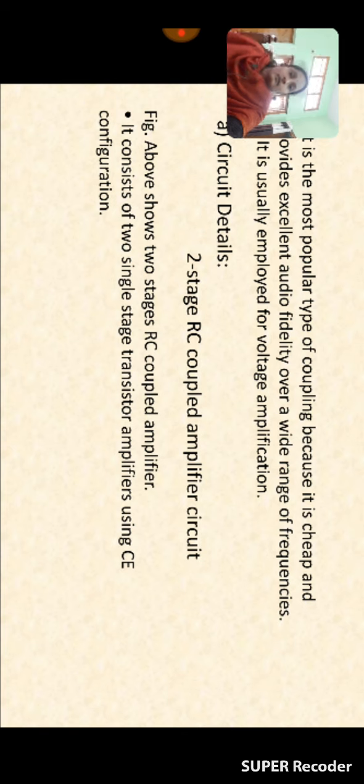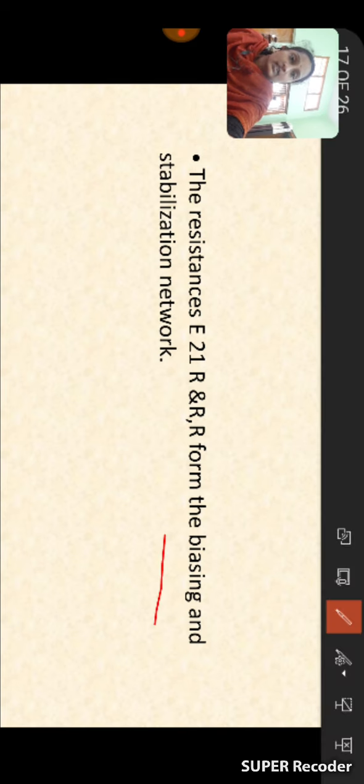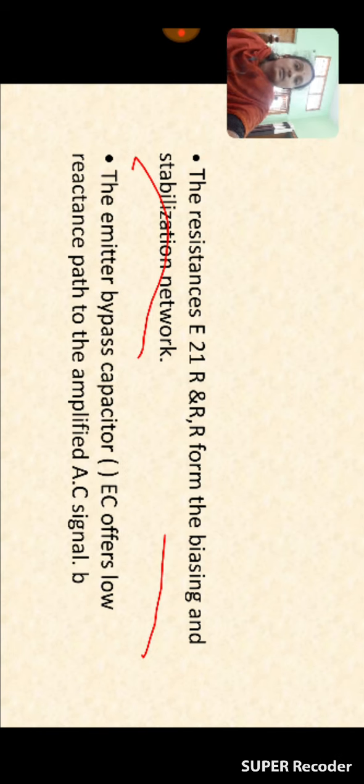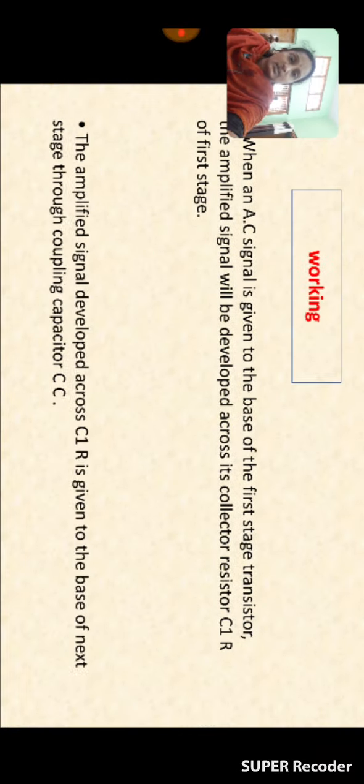Next, while coming to the operation, see the slide, whatever was already explained is there in the slide. It consists of two single stage RC coupled amplifiers. In there, it consists of resistors R1 and R2 to provide what? Biasing. Already I said it, biasing and stabilization circuits. And the emitter bypass capacitor offers a low reactance path to the amplified AC signal. And in the next one, working. Whatever I explained is only there in working.